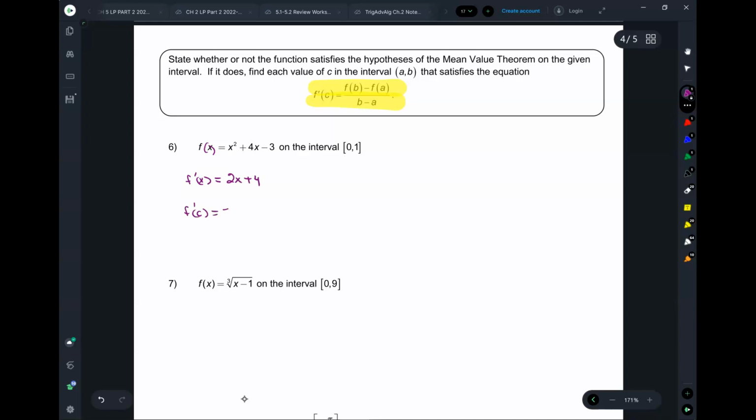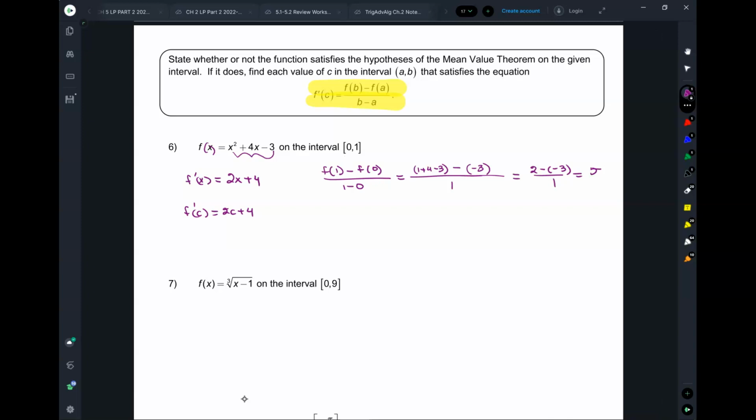F prime of c is 2c plus 4. Okay, perfect. Now let's find the second half, the right part. f of b minus f of a, that's f of 1 minus f of 0 over 1 minus 0. So f of 1, you plug 1 in here, and you get 1 plus 4 minus 3, which is 2. Minus f of 0, you get negative 3, over 1. So this is 2 minus negative 3 over 1, which is 5.